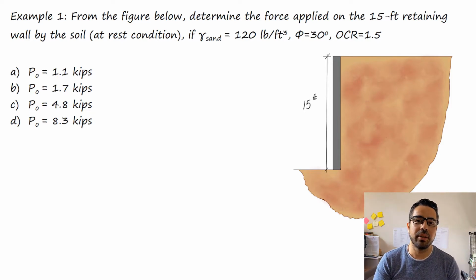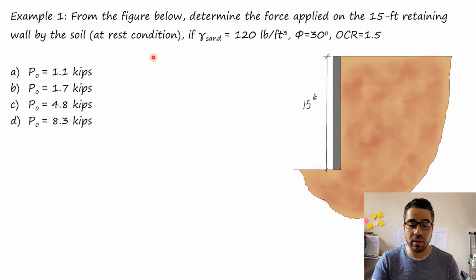Today we're going to solve examples on stability of retaining structures. This topic is very important. You're always going to get questions on it in the PE and the FE exam. So let's get started. Example 1: we have a 15-foot tall retaining wall at rest condition.